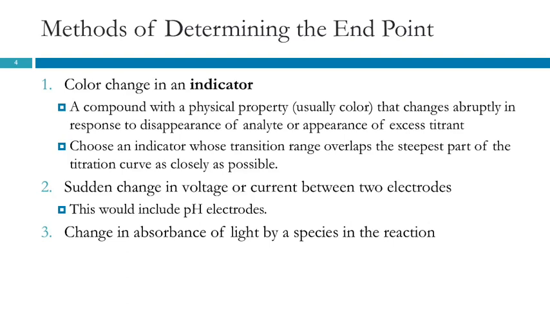So another way to monitor the endpoint is using electrodes and monitoring a sudden change in either the voltage or the current. So this could be some sort of a redox or electrochemical titration, but it would also include using a pH electrode to determine the endpoint.